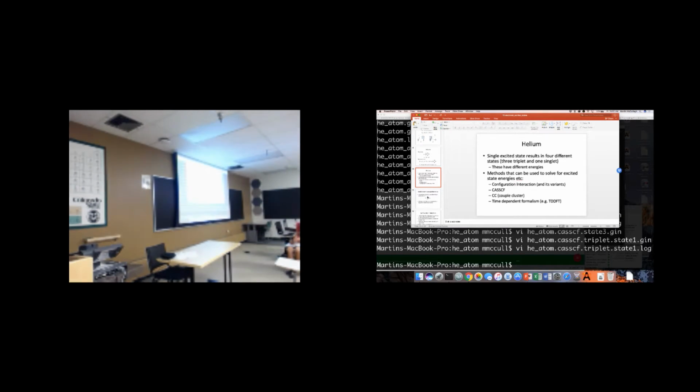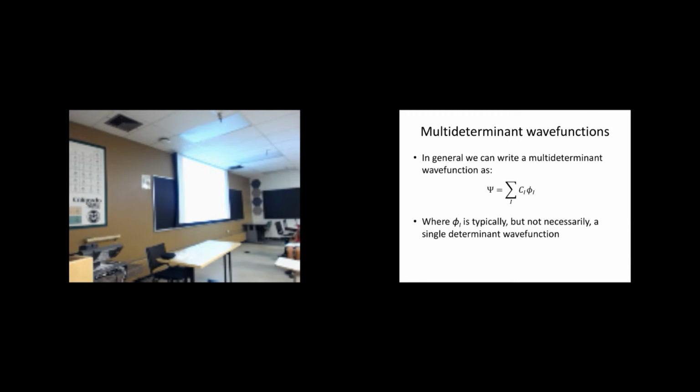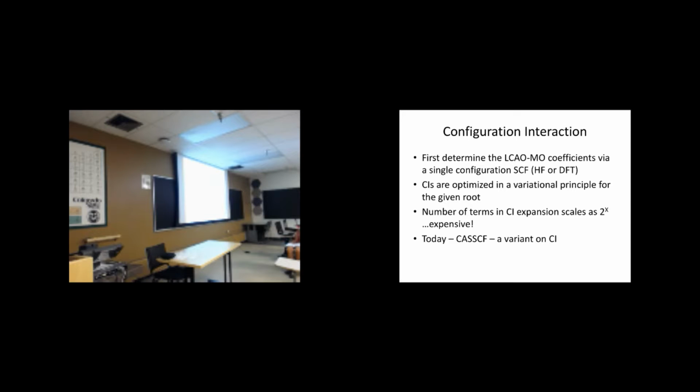Let's see. I want to go back to this, or let's just go on. So multi-determinant wave functions. Molecular orbital theory, should we do this? Instead, let's just look at ethylene. So the molecule we're going to first look at is ethylene.